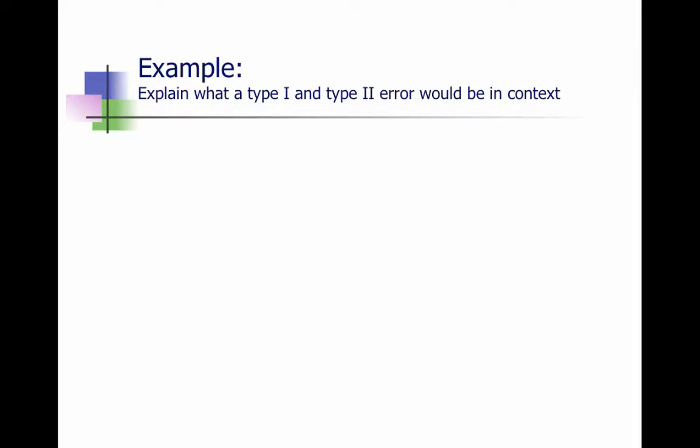So, for example, we want to explain what a type 1 and type 2 error would be in context. Whenever you are trying to determine what a type 1 and type 2 error would be, it is always easier to write out your null and alternative hypotheses first. In particular, write them out in words. What do they mean in the context of the situation?